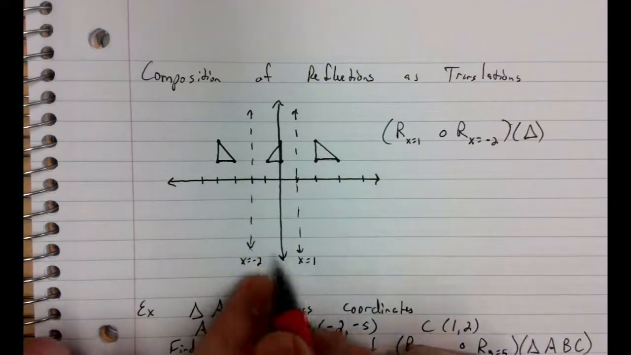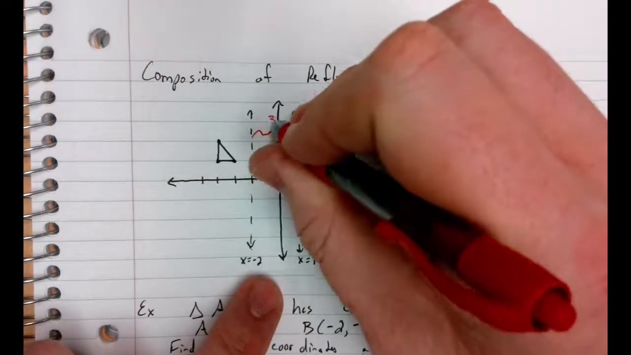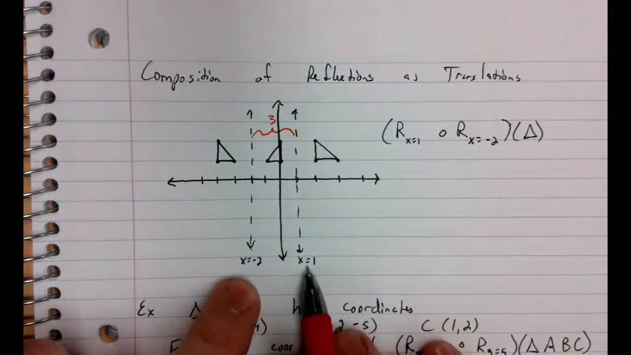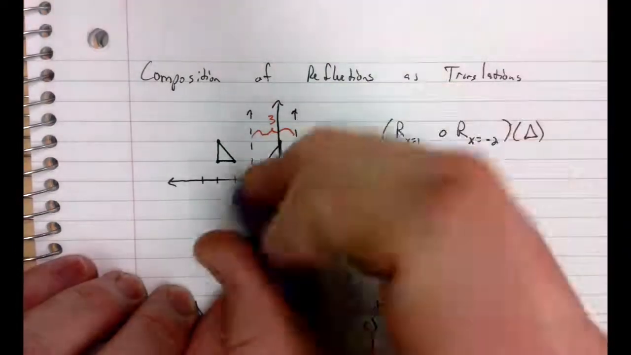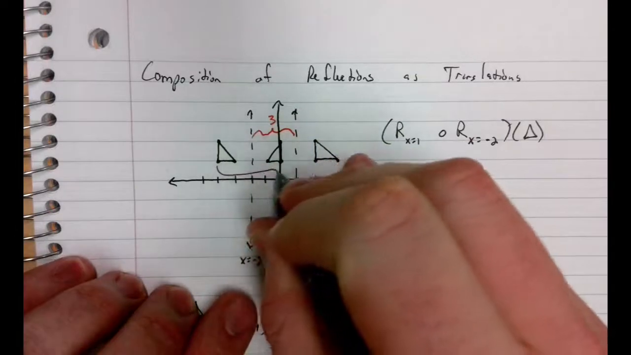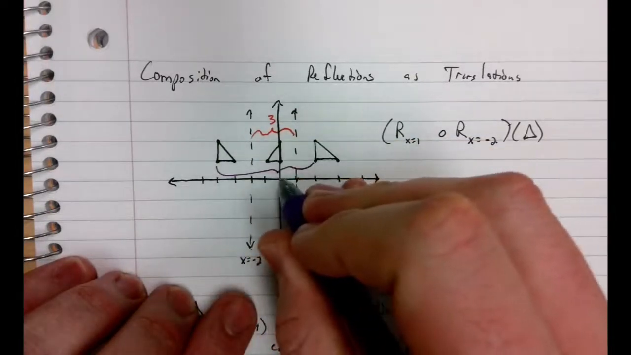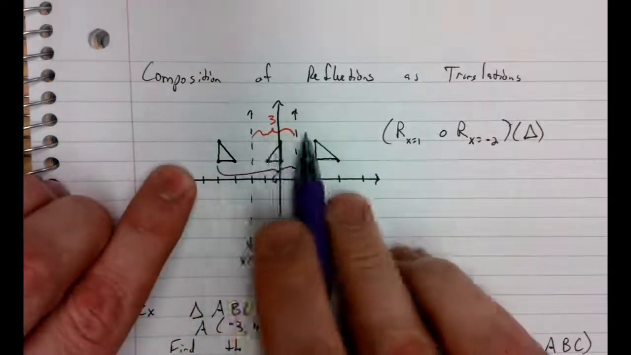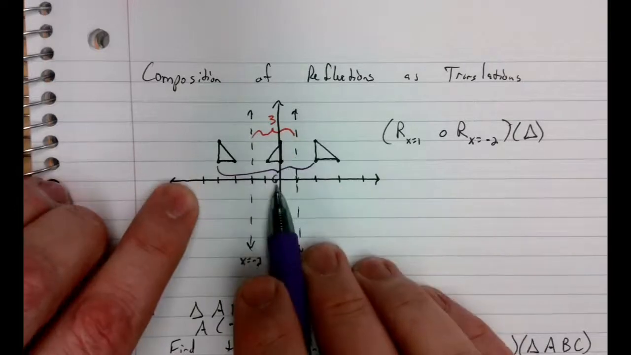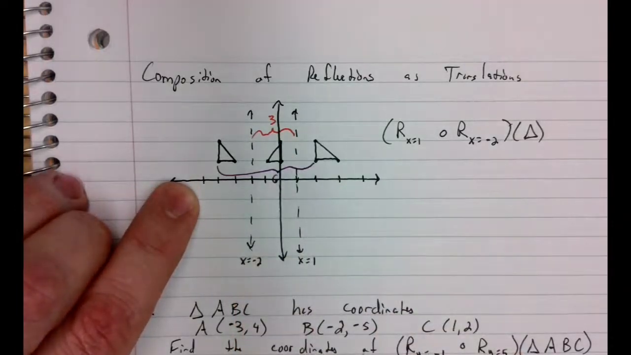Now take a look. If we take a look here, the distance between these two lines is 3 units, right? From negative 2 to 1. But what happened to the actual shape itself? Well, we can see that this point moved all the way over here, which is how far? 1, 2, 3, 4, 5, 6 units. So whatever that horizontal distance between the lines is, we're going to go twice as far when we translate.